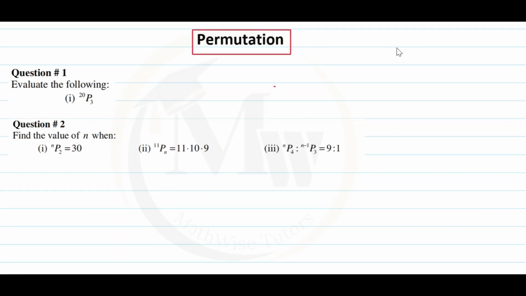So today we are going to start the topic of permutation. First of all, you need to remember the permutation formula, which is nPr equals n factorial over n minus r factorial. So let's solve one question.